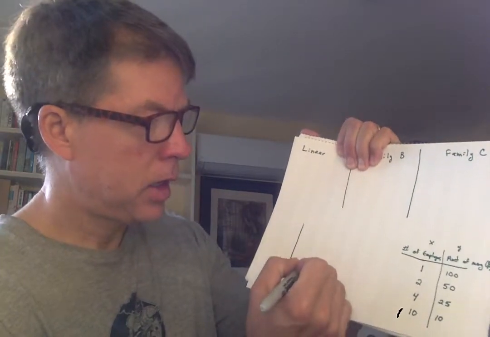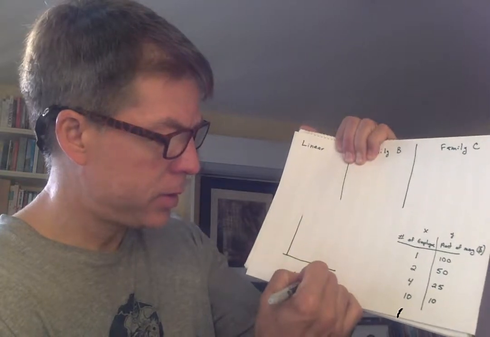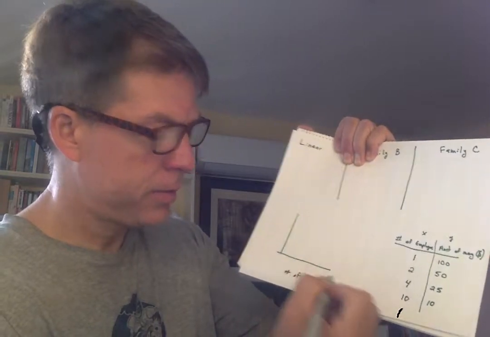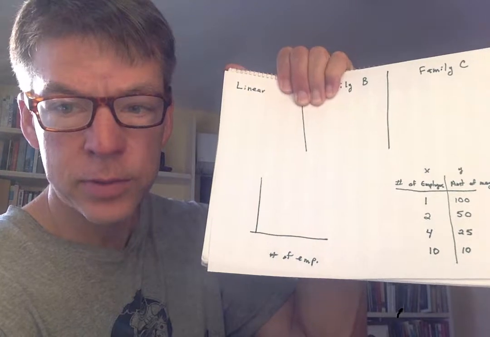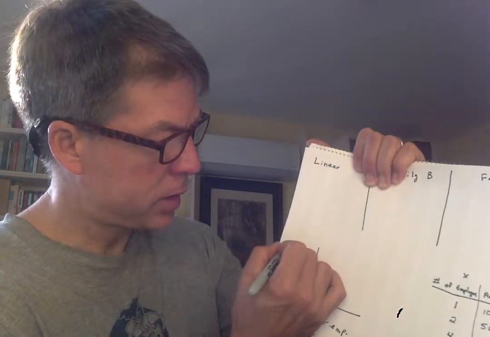Okay. And number of employees is my x-axis because it's the independent variable. I'm going to abbreviate here. Number of employees. Hopefully you can see that okay. And then over here is the amount of money.